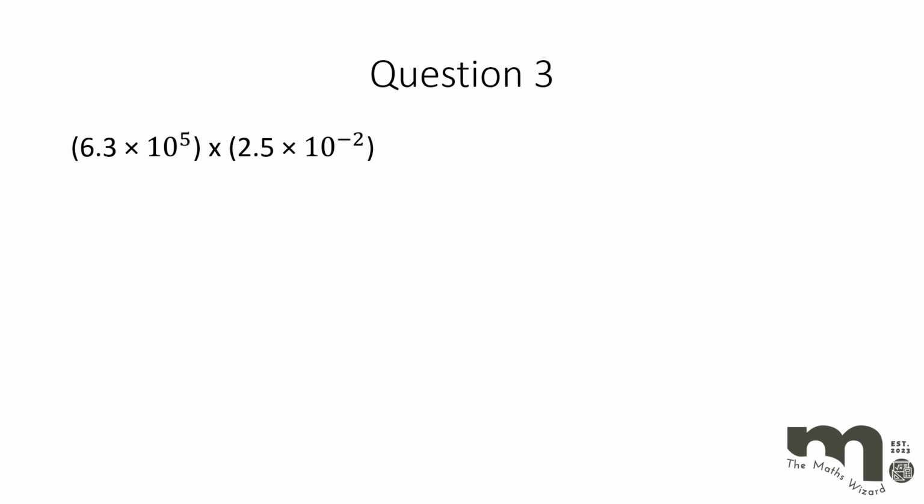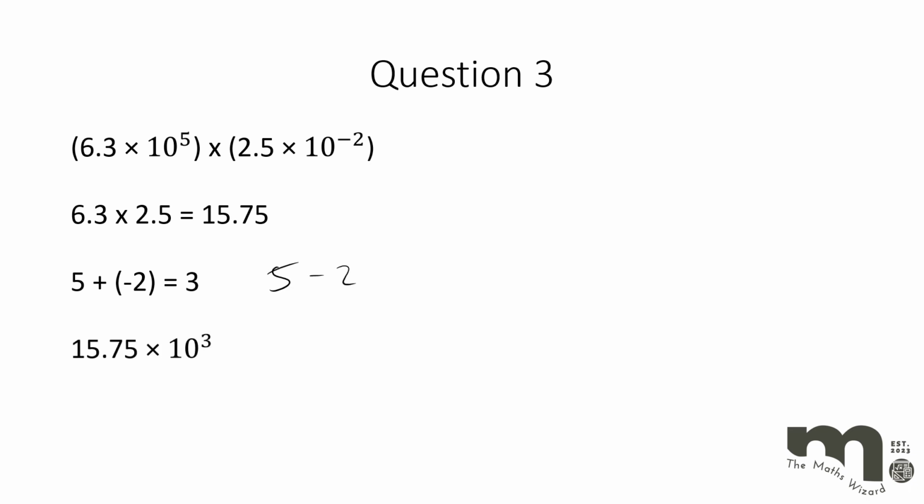So first step then is to multiply our numbers. 6.3 times 2.5 gives you 15.75. Then we've got to add our powers. So 5 add minus 2 is 3. Remember, adding a negative is the same as subtracting a positive. So 5 add minus 2 is the same as 5 take away 2. Okay? So this leaves you with 15.75 times 10 to the power 3.